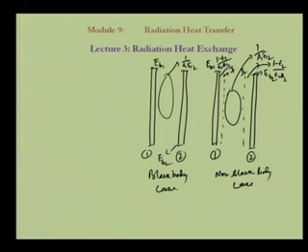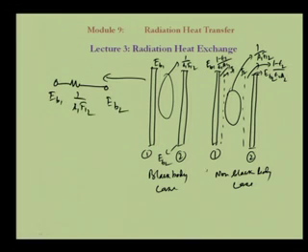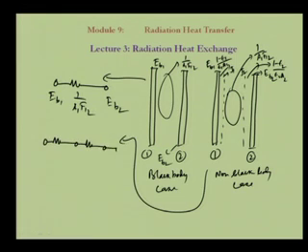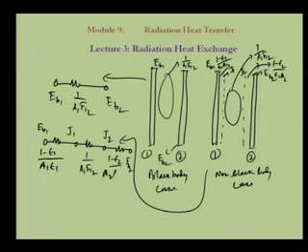So, therefore, for this case, if I just do the electrical analogy, it becomes like this. Already you have seen this is EB1 and this is EB2 and it is 1 by A1 F12, but in this case we will get some more resistances as we have seen, okay. This is EB1 now and this is EB2 and this is J1 and this is J2 and here it is 1 by A1 F12 as it was, but here it is 1 minus epsilon 1 by A1 epsilon 1 and this is 1 minus epsilon 2 by A2 epsilon 2. So, this happens to be the case.